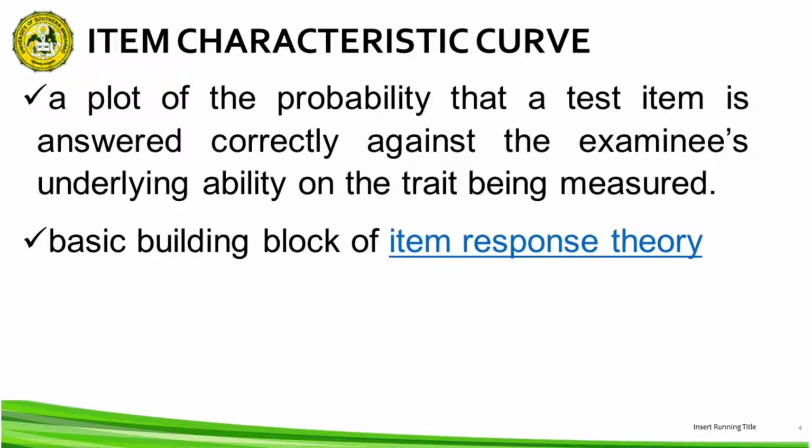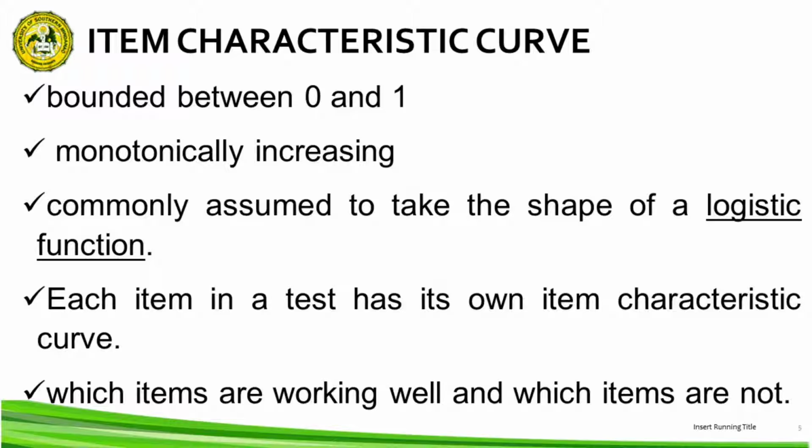So what exactly is this item characteristic curve? The American Psychological Association defines item characteristic curve as a plot of the probability that a test item is answered correctly against the examinee's underlying ability on the trait being measured. So the item characteristic curve is the basic building block of item response theory. And the curve is bounded between 0 and 1. It is monotonically increasing and it is commonly assumed to take the shape of a logistic function.